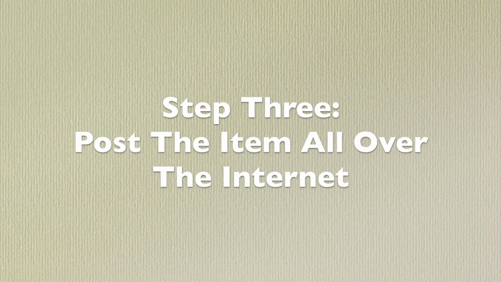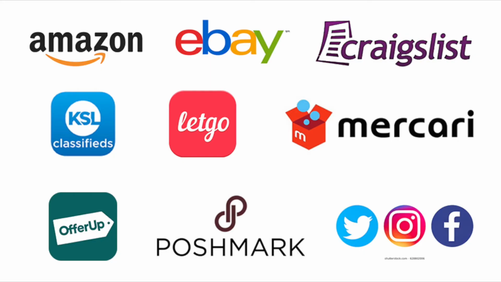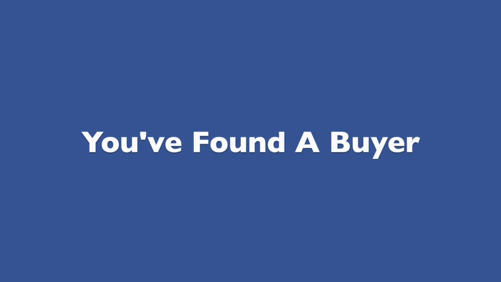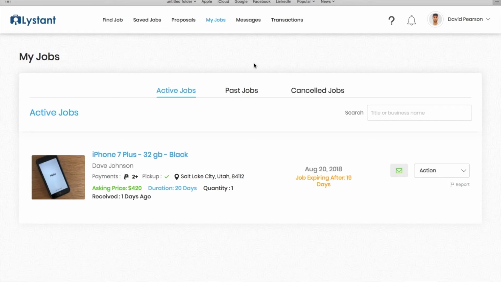After creating an awesome listing, the next step is to post the item all over the internet. Now here are a few different places you can post the item to have a better chance at selling it. The more places you list the item, the better your chances are at finding the right buyer. Once you've found a buyer, arrange with them a meetup for the payment of the item and the exchange. Remember, the seller does not have to be present. You're being paid to handle everything on their behalf.